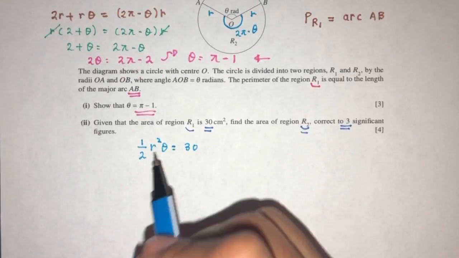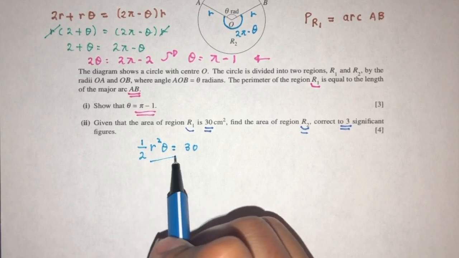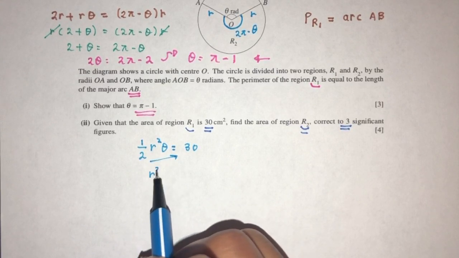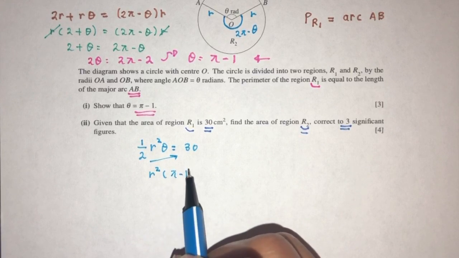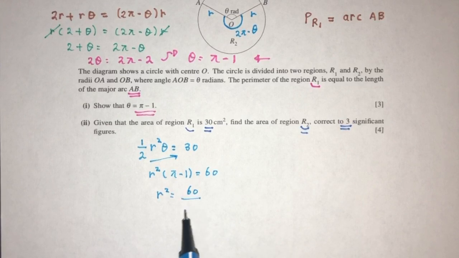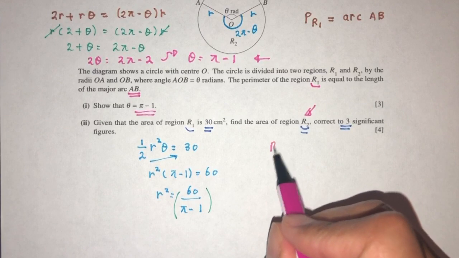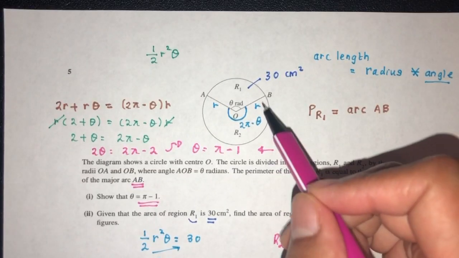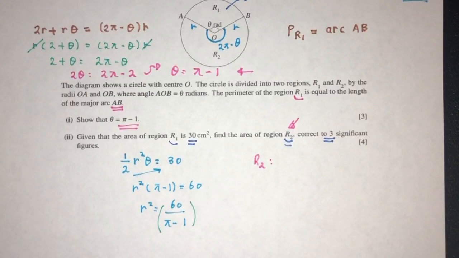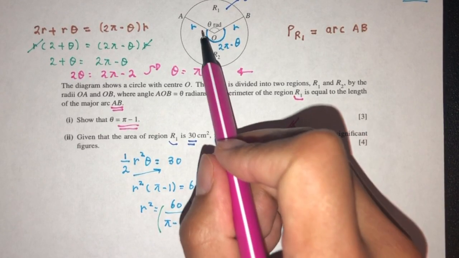Now we know the value of what? Let's first cross multiply this. That will become R squared theta, where theta is pi minus 1, is 60. R squared is 60 over pi minus 1. Right. So now we know this value. We can use that to find the area of R2. So again, R2 is also a major sector, right? So again, we have to use the same formula, which is half R squared and the angle in between here.